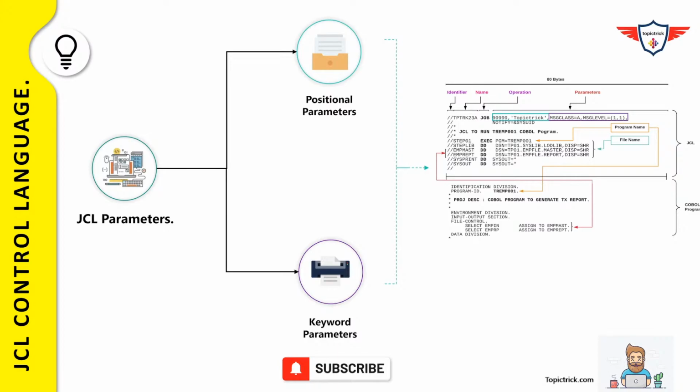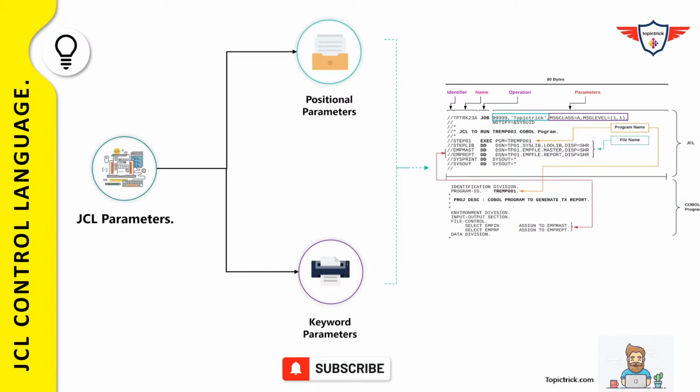So in the following example, I have used 2 positional parameters. The first one is accounting information, that is five times the number 9, followed by the username, and in the username I have specified Topictrick, and both parameters are highlighted with green color. I hope by looking at the example you are able to understand what positional parameters are. In a nutshell, positional parameters have a specific place in a control statement, right?